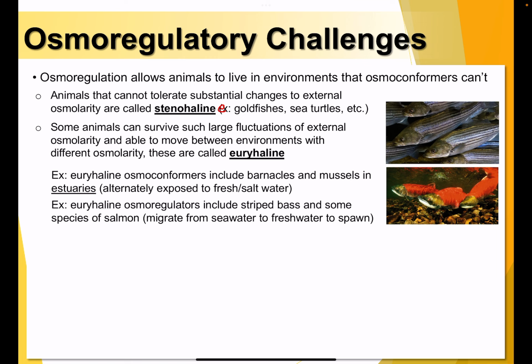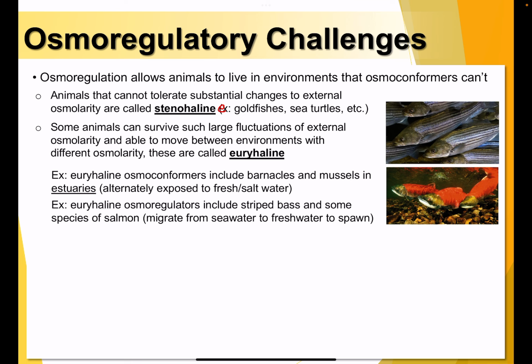Okay, some animals can survive larger fluctuations in external osmolarity, and they are actually able to move between environments with different osmolarity. These animals are what we call euryhaline, meaning that they can live in two situations. In their daily life or at different life stages, they will alternate between two environments, low salt and high salt.